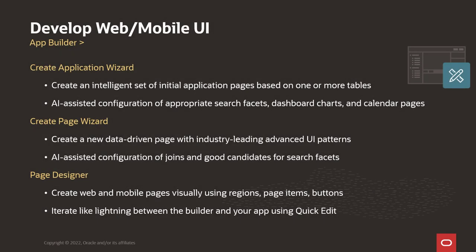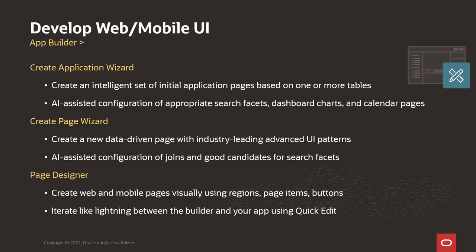Next, we'll look at a typical example of how Apex developers build application pages. All the pages you saw in the MediPay demo app were developed using the same visual declarative approach. Both the Create Application Wizard and the Create Page Wizard use artificial intelligence to study data patterns in the tables involved. This allows them to automatically suggest appropriate types of pages or search facets that will provide value to end users.